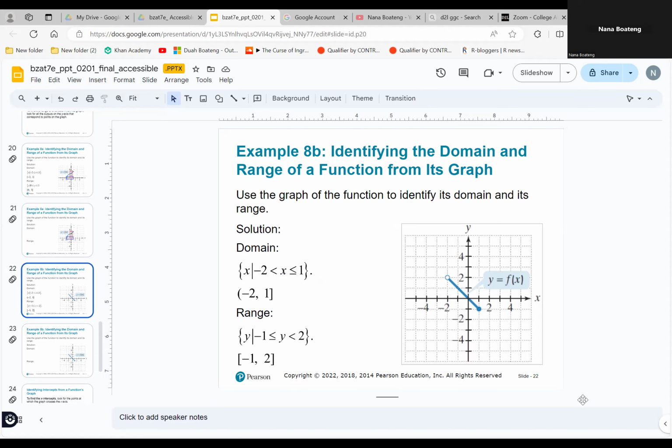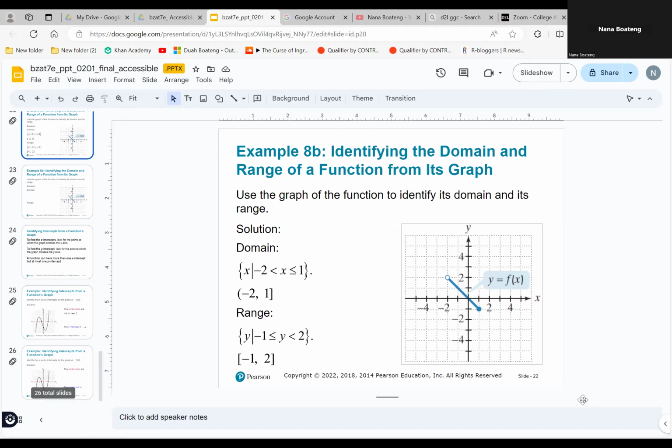Let's also look at how to identify the intercepts of a function from a graph. So let's look at another example.